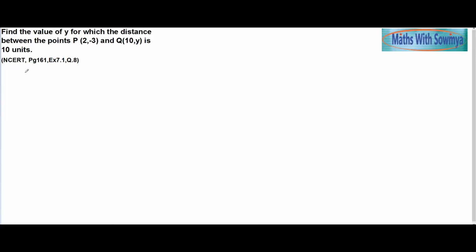This is the question again from NCERT, exercise 7.1, question number 8. This is also one of the important questions for the exam. Find the value of y for which the distance between the points P and Q is 10 units. Distance is given to be 10 units. That is, you can write it either like this, or PQ is given to be 10 units.